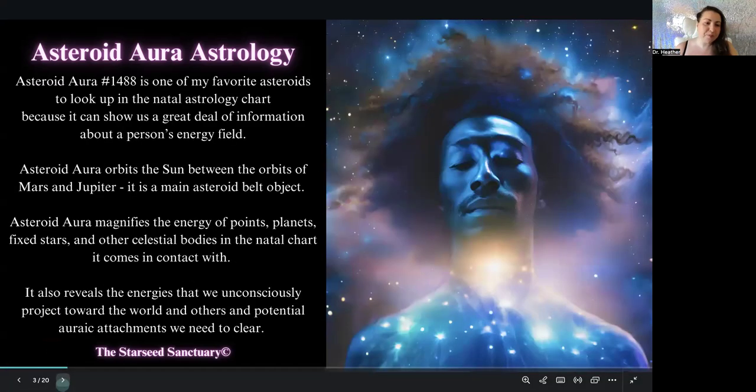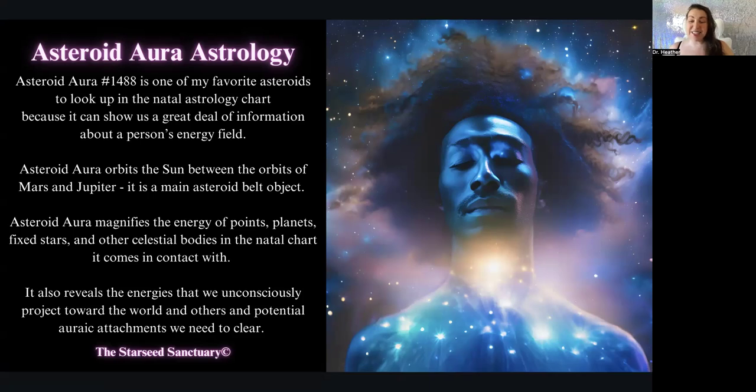Okay. So asteroid Aura is numbered 1488. This is one of my favorite asteroids to look up in the natal chart because it can show us a great deal of information about a person's energy field, about different starseed origins, about different galactic groups and frequencies that they're connected to or that they're holding in their aura. And asteroid Aura orbits the sun between the orbits of Mars and Jupiter, so it's a main asteroid belt object.